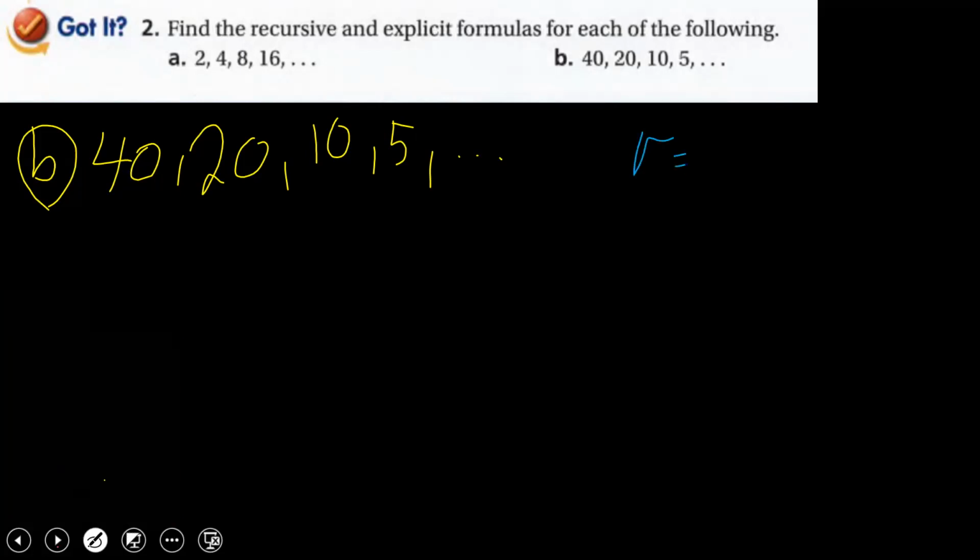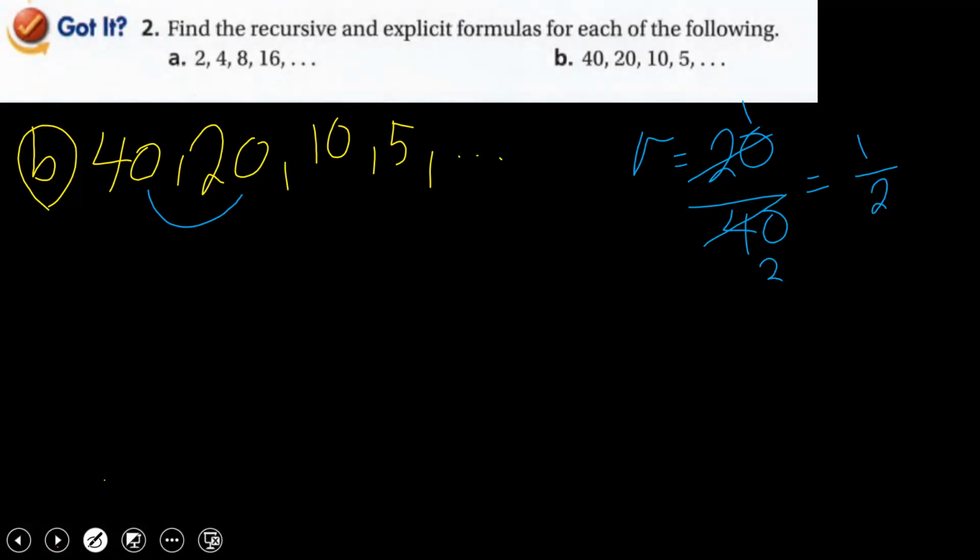Don't say 40 divided by 20. It is the second term divided by the first term. So it will be 20 over 40, which is half after you simplify it. So r here is 1 over 2, and 10 over 20 is half also, and 5 over 10 is half. So r now is equal to 1 over 2.